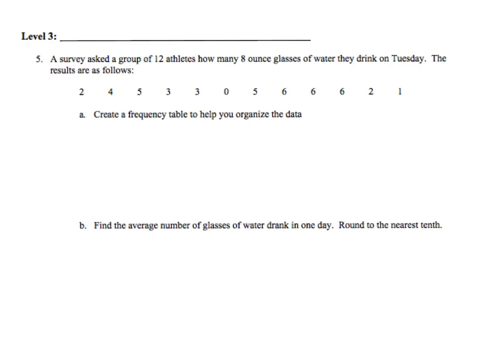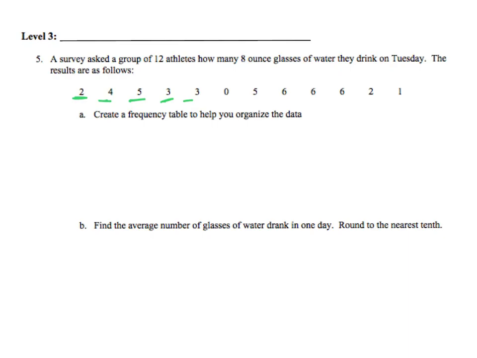Okay, and then now we've got frequency tables. So in number 5, it says a survey asked a group of 12 athletes how many 8-ounce glasses of water they drink on Tuesday. The results are as follows. So these numbers here mean that athlete 1 answered that they drank 2 glasses of water. Then athlete 2 drank 4 glasses of water. A third athlete drank 5. The fourth athlete drank 3, and then so on and so on.